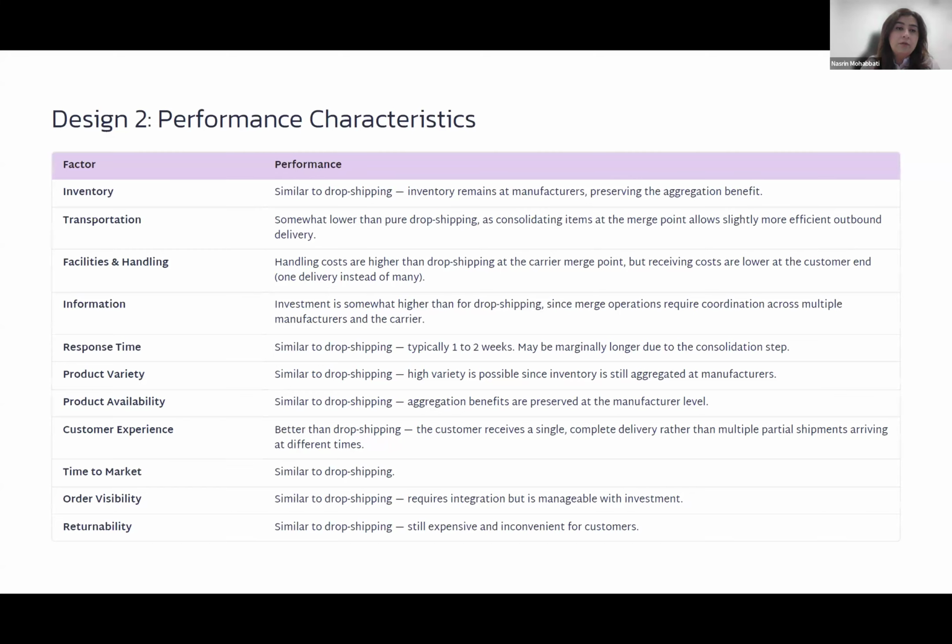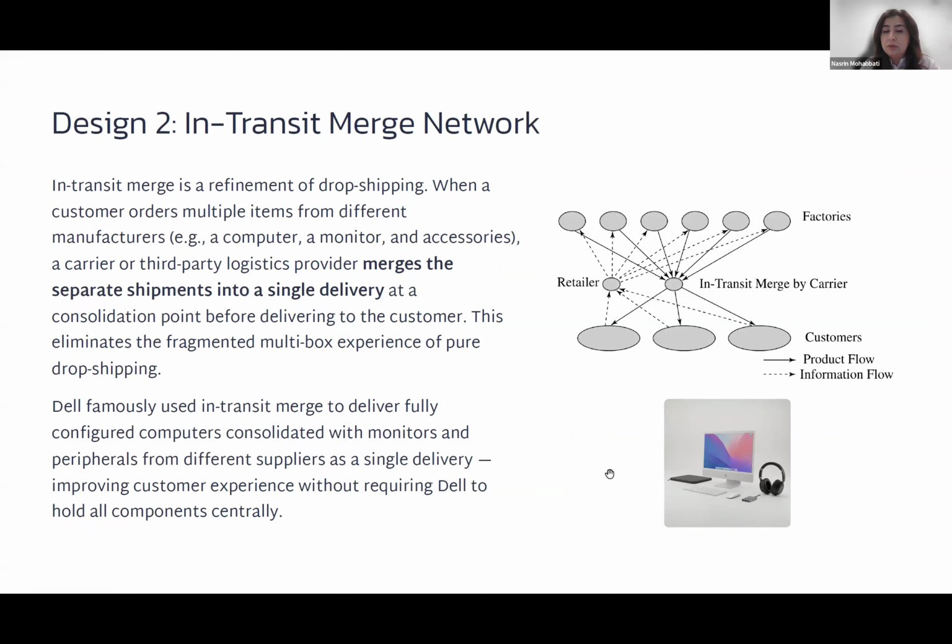So, in this table, again, we can talk about the strengths and weaknesses, cost and customer value. Inventory is very similar to drop shipping. Transportation is a little bit lower because now we are consolidating many packages into one. An example: let's say you're purchasing Apple products, a PC and then some accessories. Instead of getting every single one of them in a separate package, usually you get the entire thing in one single package. The reason is that they merge all these pieces together and then ship it to your door.